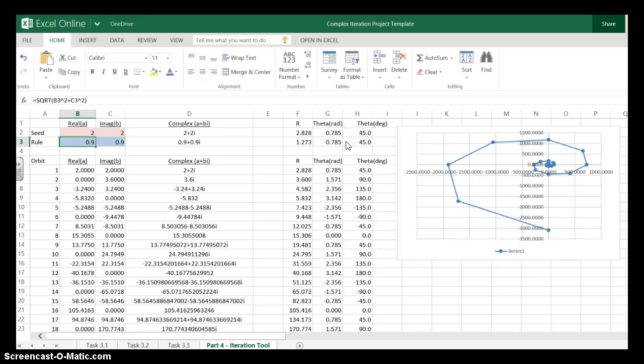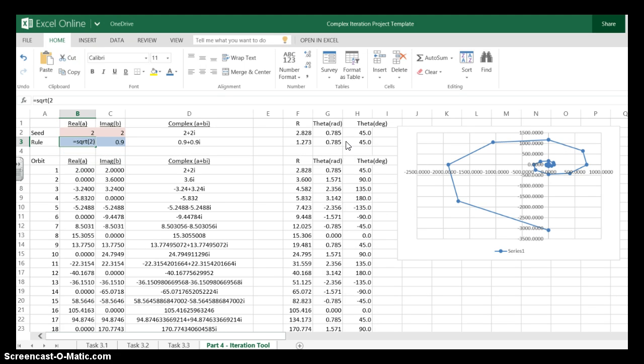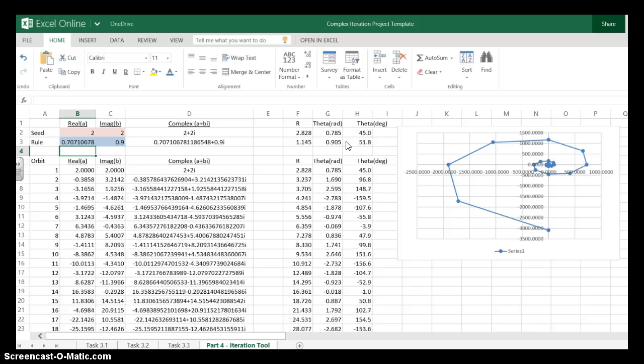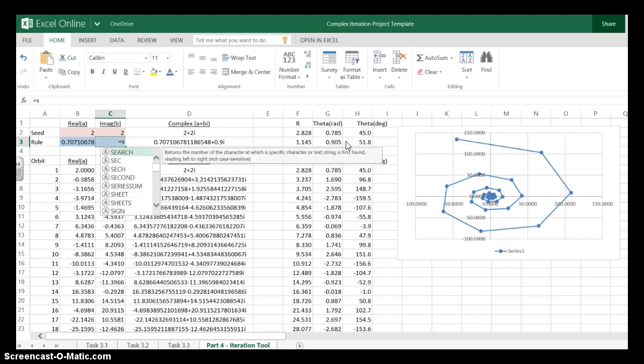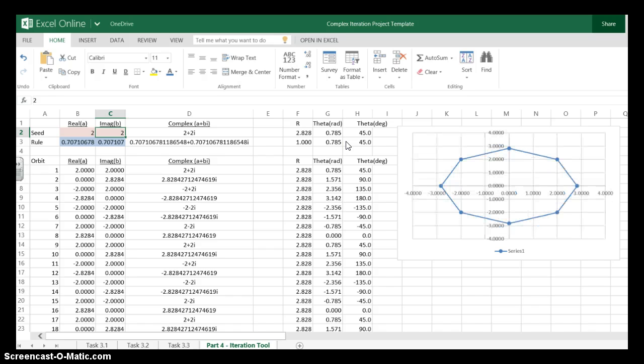So let's see if we wanted to make this thing go in a circle. We could multiply it by something where r is going to be 1. And let's see, I'll do square root of 2 over 2 and square root of 2 over 2, we know that's the 45 degree angle on the unit circle. And that looks like it does spin around in a circle for us.